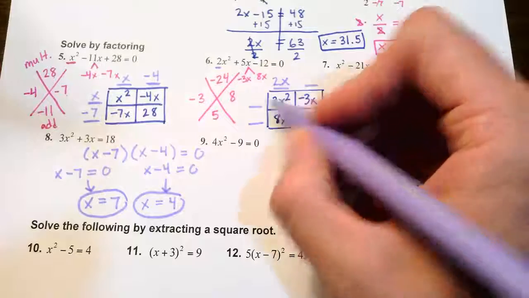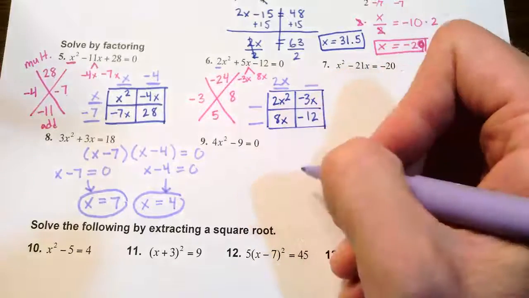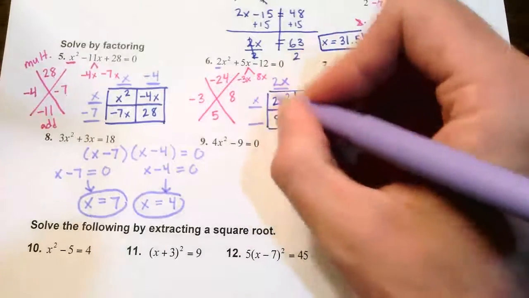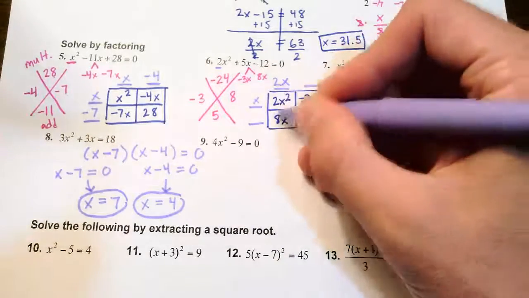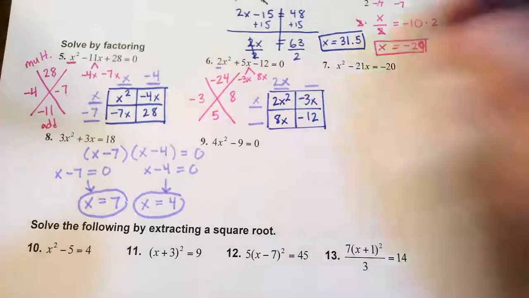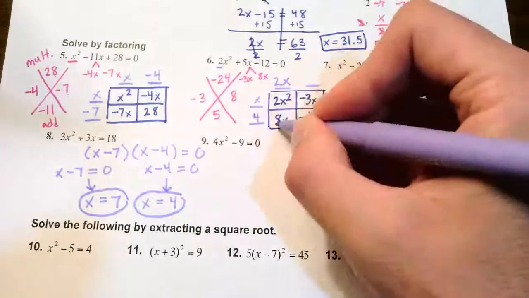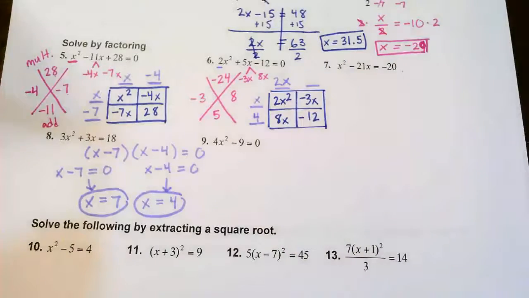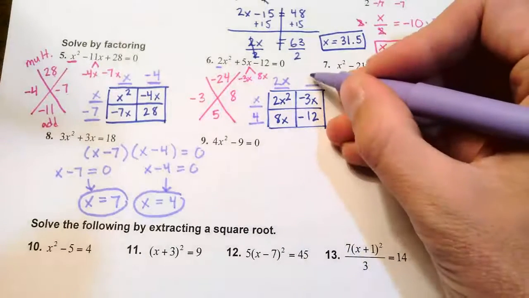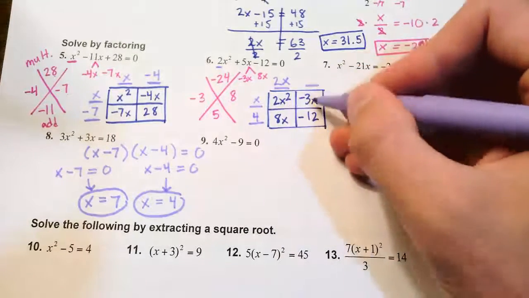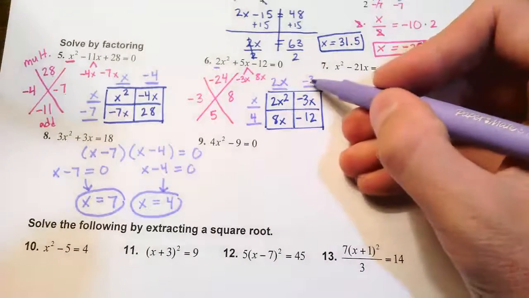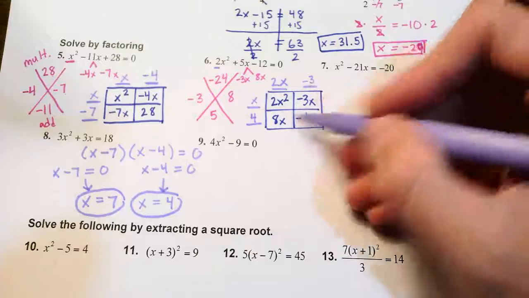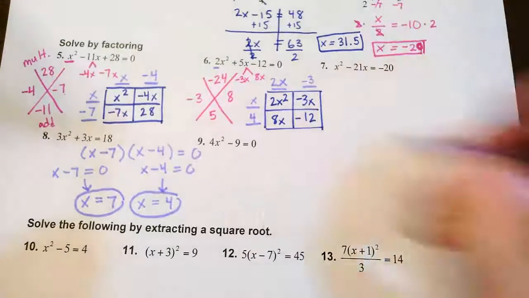So now 2x times what would give us 2x squared? Well, we need another x to get that x squared. And now we're off to the races. Now we can just keep going, right? 2x times what is going to give us 8x? Well, we need a 4. 2 times 4 will give us 8. And then we kind of keep going here. X times, well, -3. So it's -3x. And then you just want to check and make sure it works throughout. -3 times 4, yeah. Those all work.